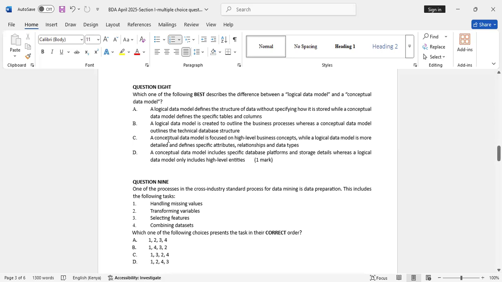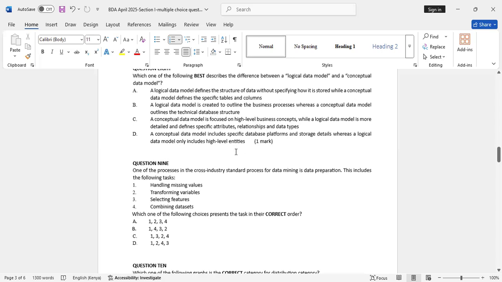Yeah, so for C, a conceptual data model is focused on high-level business concepts. Very true. While a logical data model is more detailed and defines specific attributes, relationships, and data types. That's also true. Yeah, so let me read part D.